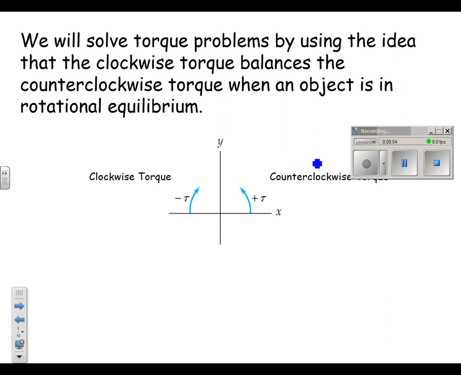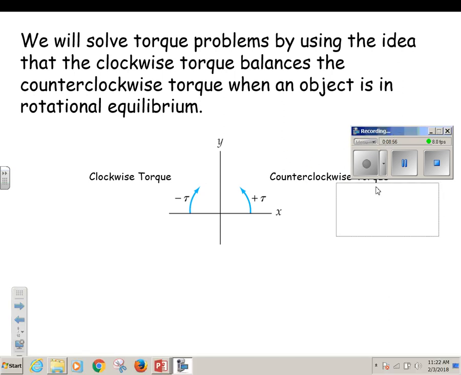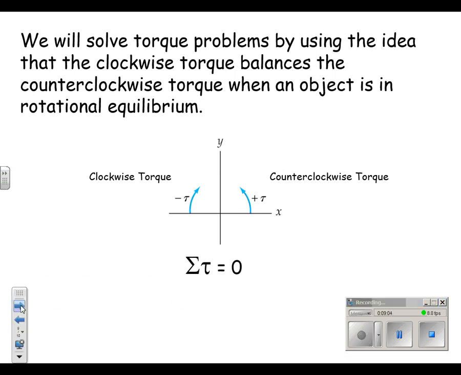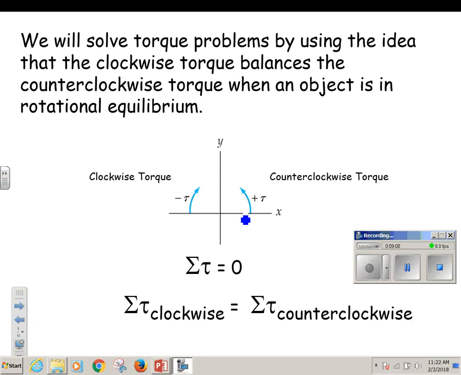So we will solve torque problems by using the idea that counterclockwise torque balances clockwise torque when an object is in rotational equilibrium. So this is kind of what I was saying earlier in that previous picture: everything that makes it go this way, torque-wise, has to equal everything making it go this way if we're going to keep it horizontally flat.